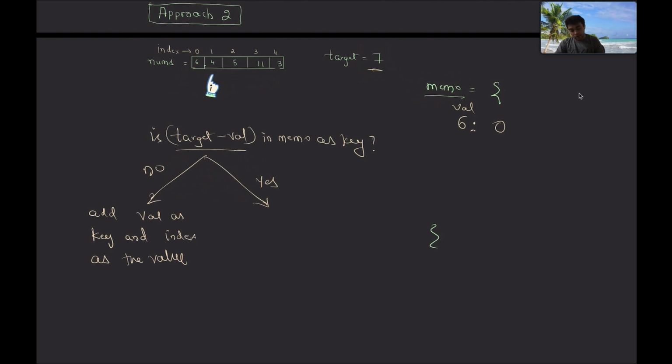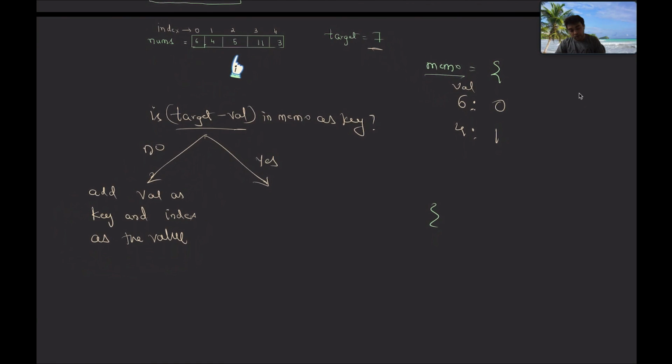Now again we check if target minus value, which is 7 minus 4, is in the memo? No. So we hit this case. So we will add value as key, which is 4 here, and index as value. So 1, we add 1 here. Let's continue further. We check if target minus value, 7 minus 5, exists in memo? No, we don't. So we just follow this rule. Add 5 as value and its index, which is 2.